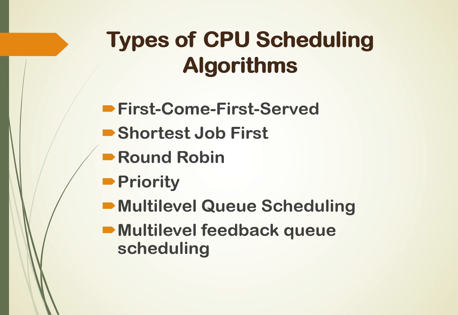Multi-level queue scheduling, each queue will follow a different scheduling algorithm for executing the processes. Multi-level feedback queue scheduling, the queue will be assigned some scheduling algorithm based on the behavior.